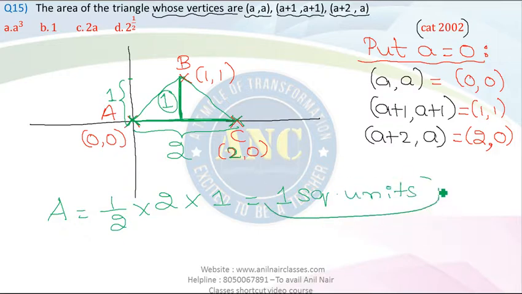Very, very easy way of solving, sir. Don't complicate yourself by taking a plus 1, a plus 1, a comma a, a plus 2 comma a, and complicate things. Put some value whichever you like for a. I think the easiest value to put for a is 0, because you will get one of them as origin 0 comma 0. The other 2 points are also very easy, which are 1 comma 1 and 2 comma 0. And then from there you can find out the base value. You can easily find out the height of this triangle. Area of triangle is half into base into height. 2 into 1 divided by 2, it's nothing but 1 square unit. I hope the idea is very, very clear.